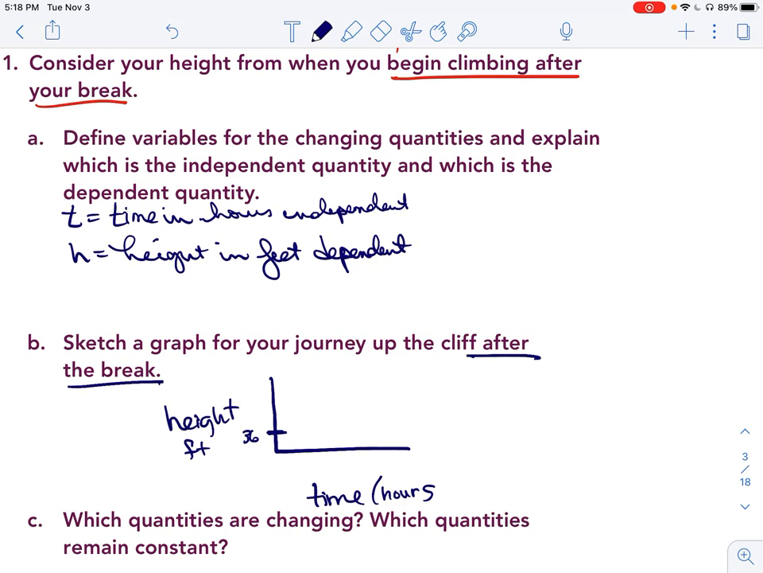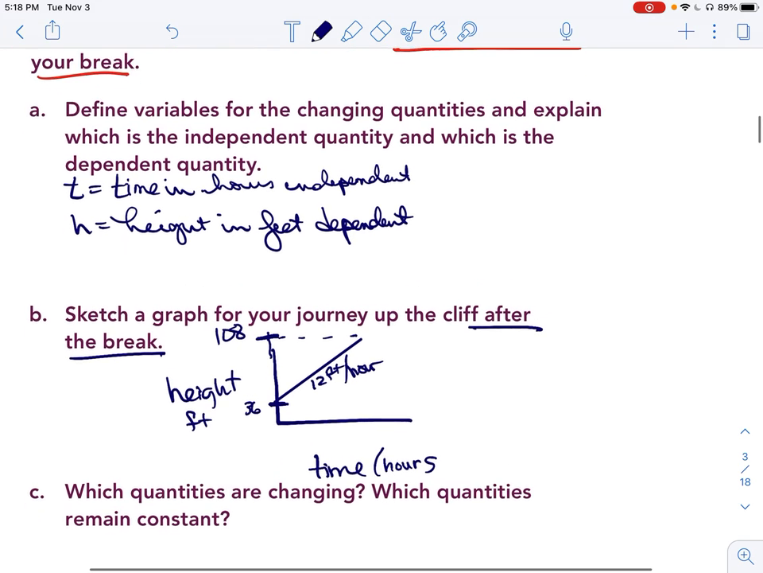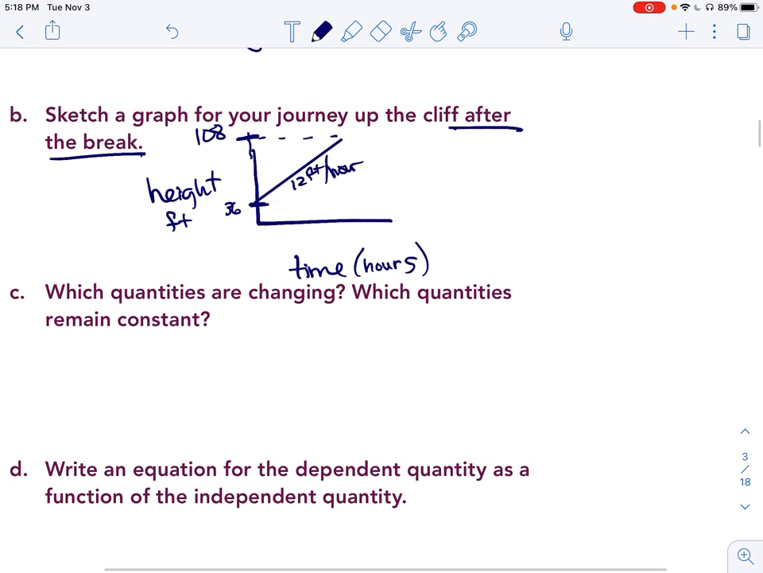Then it says I'm going at a steady rate at 12 feet per hour until I get to 108 feet. Okay, I didn't put an arrow on the end because you're going to stop at 108 feet. You're not going to go past 108 feet because the cliff is only 108 feet tall.